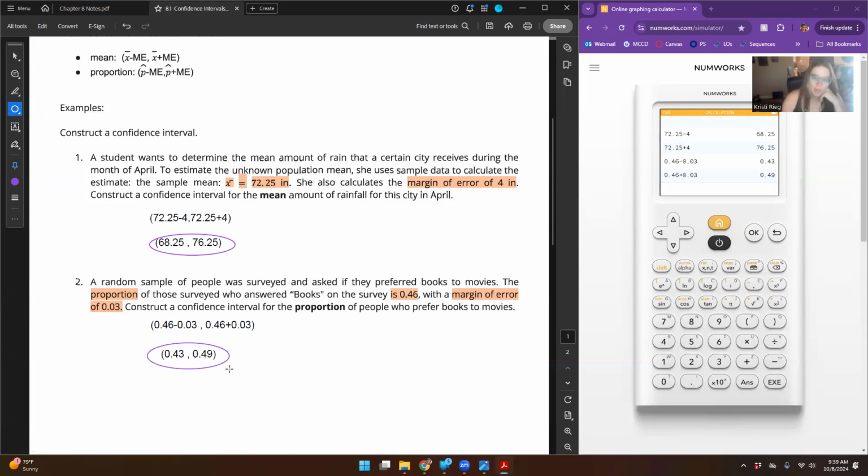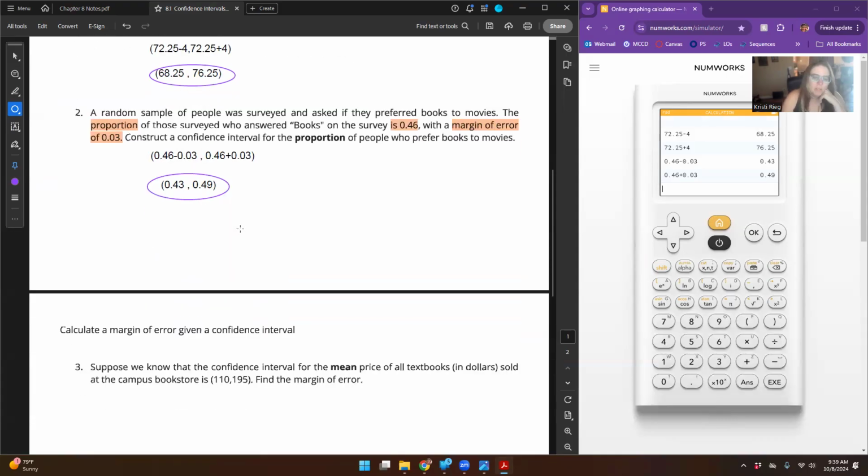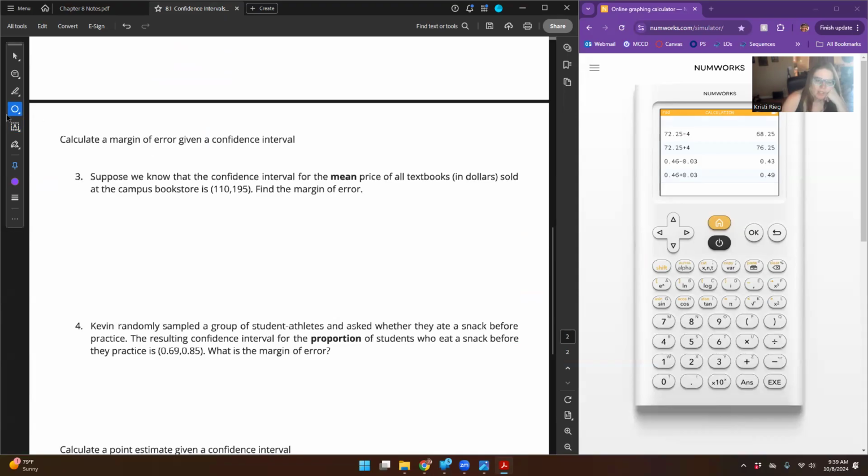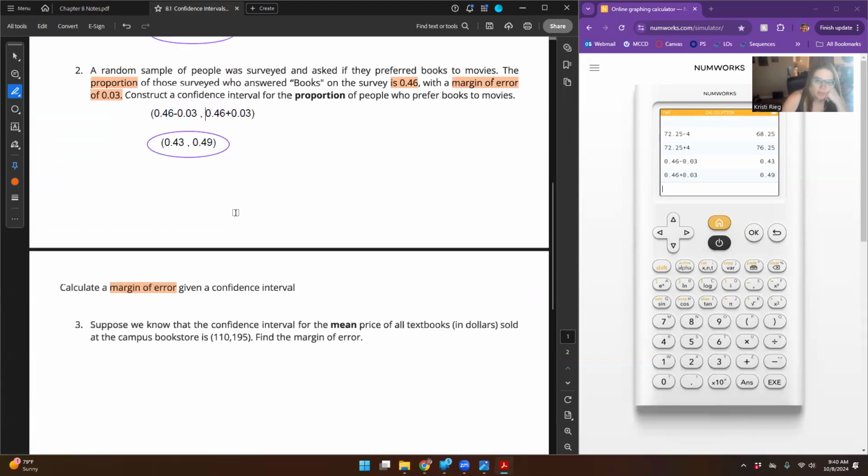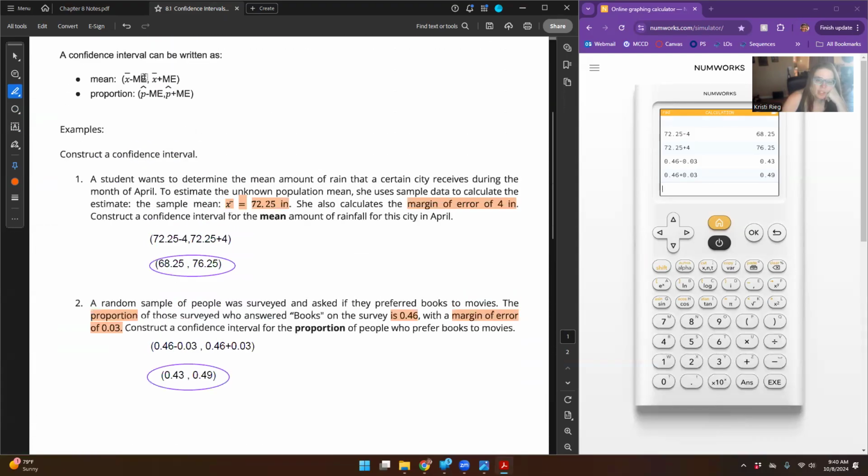Okay, so that's how you construct a confidence interval. And we are going to use these formulas, where the minus is the lower and the plus is the bigger, throughout this section. But we're just going to solve for different things. So this first one, we made a confidence interval. And now we're going to calculate the margin of error if we already know the confidence interval. So notice up here in our formula, the margin of error is what we're adding and subtracting from our X bar.